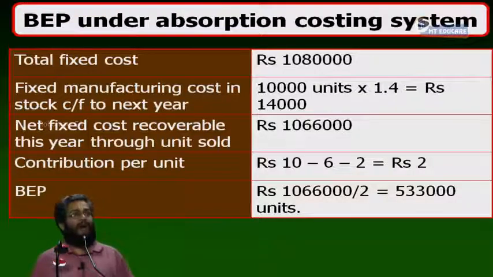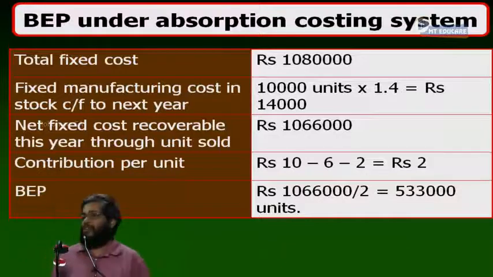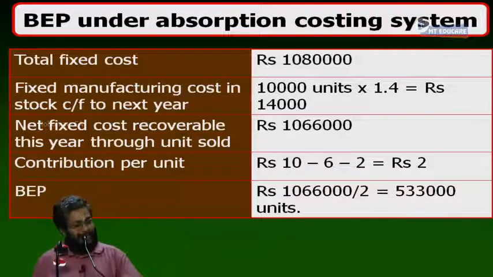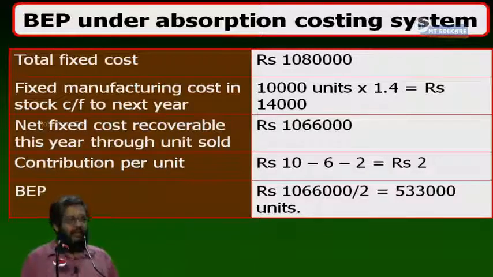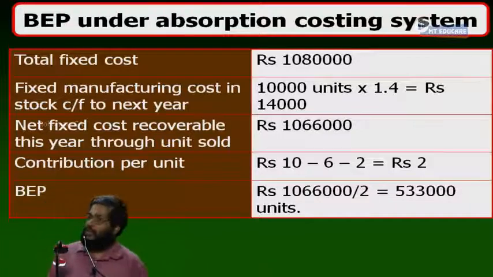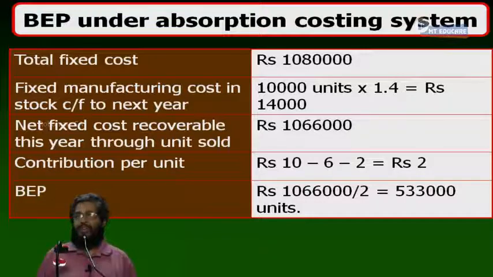The absorption costing profit is, at absorption costing break-even point, 5,33,000 units. The absorption costing profit is, tell me what absorption profit? 0. Then only that can be called as what? Break-even point. The absorption costing profit is 0 and the marginal costing loss is 14,000.